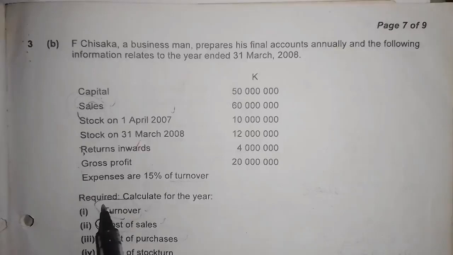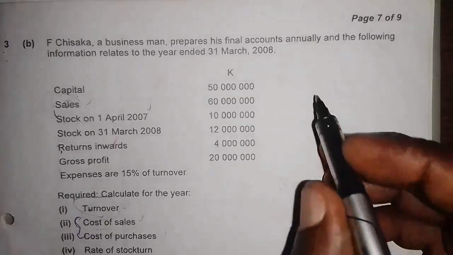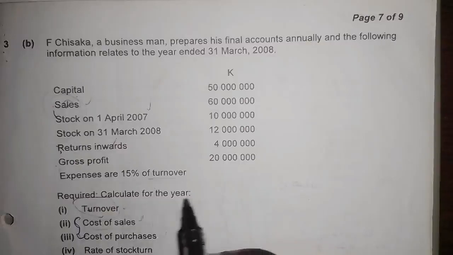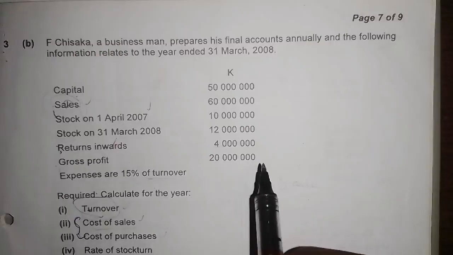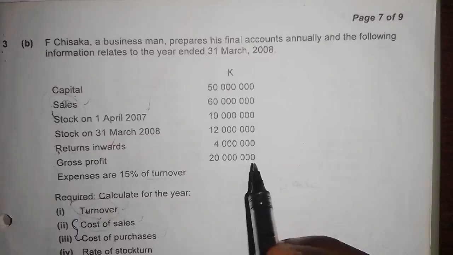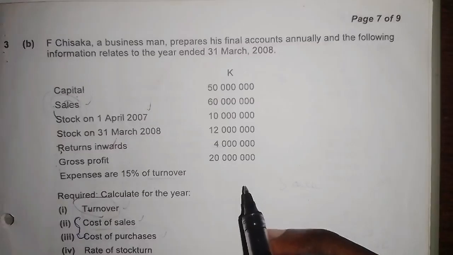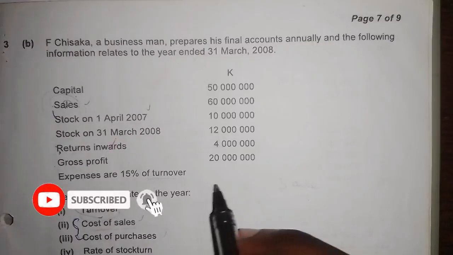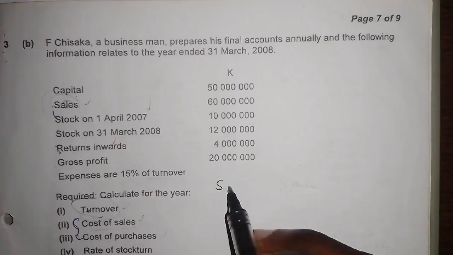So this tells you now, it says required: calculate for the year turnover. Just to help you understand what you're talking about, normally you have to pay attention. Turnover is simply the total sales. So we have sales and returns inward. When customers come back to you, you might have sold them something that is not what they wanted, or maybe there is some damage, so that part of the goods will be returned to you, and that is returns inward.